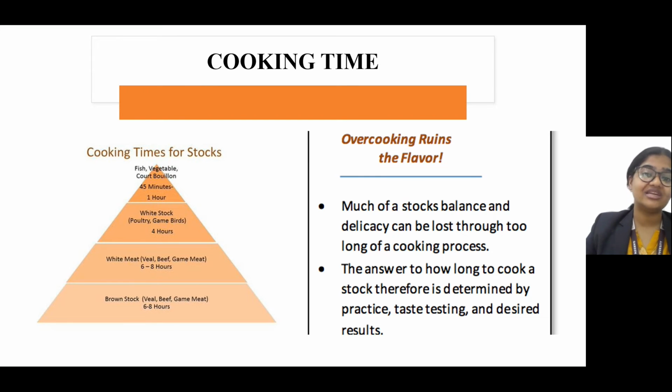Brown meat is very tough, not as tender as white chicken meat, so it requires more cooking time so that the flavors and the marrow can be extracted from the bones. Whereas fish bone is very small and lean, so just 45 minutes is more than enough. Vegetable stock is again 45 minutes. For poultry, that is chicken, the bones are small, so 2 to 4 hours is maximum enough for poultry or white stock.